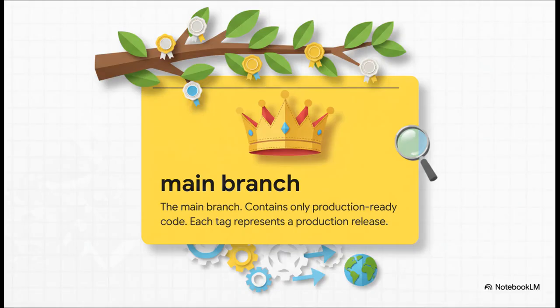So right at the very top, we have the main branch. This one is sacred. You can think of it as the Holy Grail. Nothing gets into main unless it is absolutely 100% ready for production. And see those little tags, like tag 1.0.0? Each one of those marks an official version that's out there in the wild being used by real people.